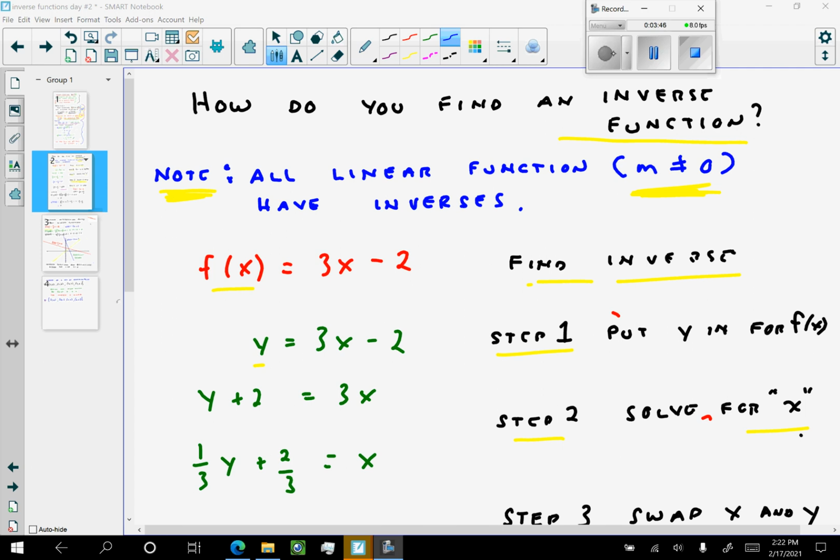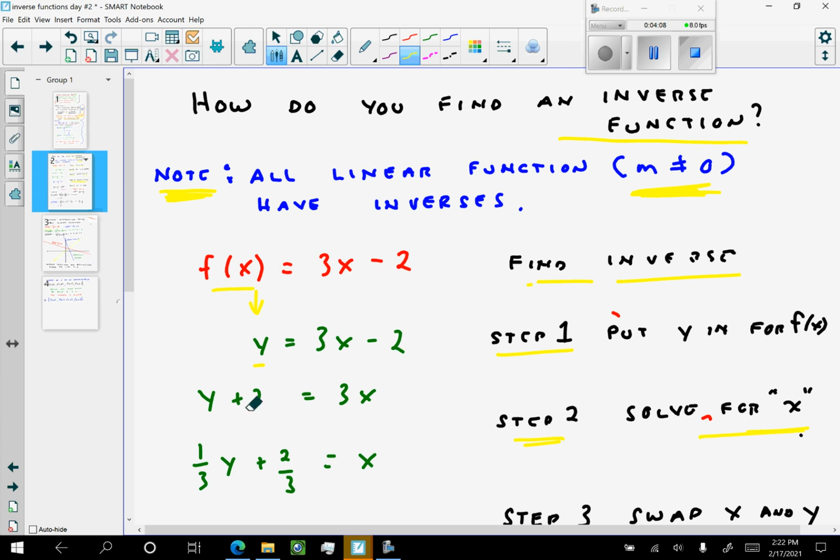Note all linear functions where the slope is not 0 have inverses. So here I want to find the inverse of 3x minus 2. Step 1, you need to know these steps. Step number 1 is put y in for f of x. I have y is equal to 3x minus 2. Step 2, solve for x.